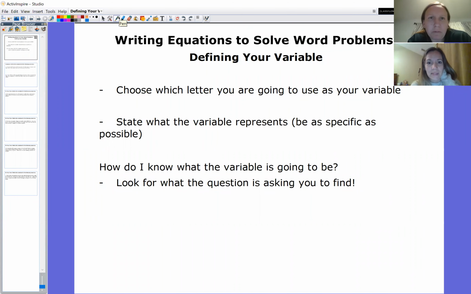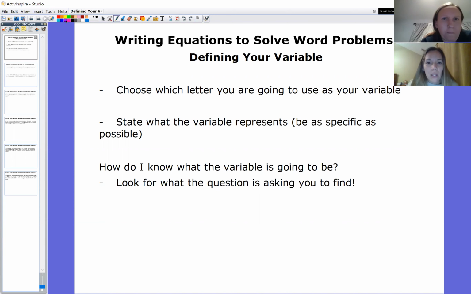Hi guys, we want to go through and give you a video about how to start writing equations for word problems, since it's something we need to go over a little bit more. The first thing we're going to focus on is just defining your variable, which is choosing which letter you are going to use as your variable.